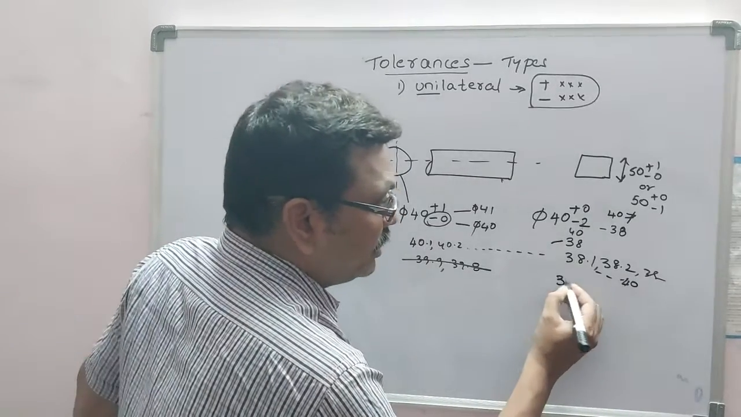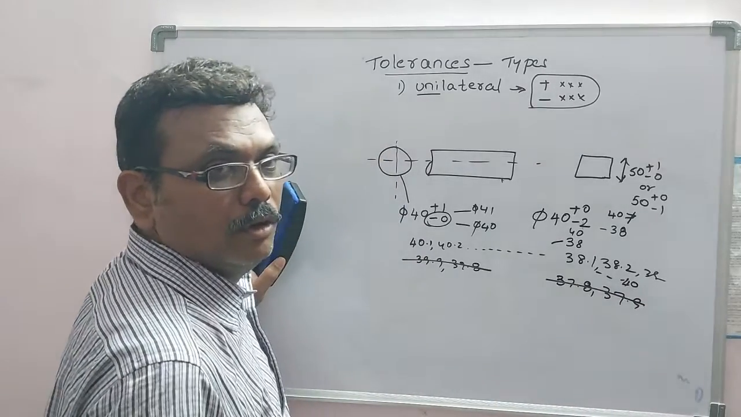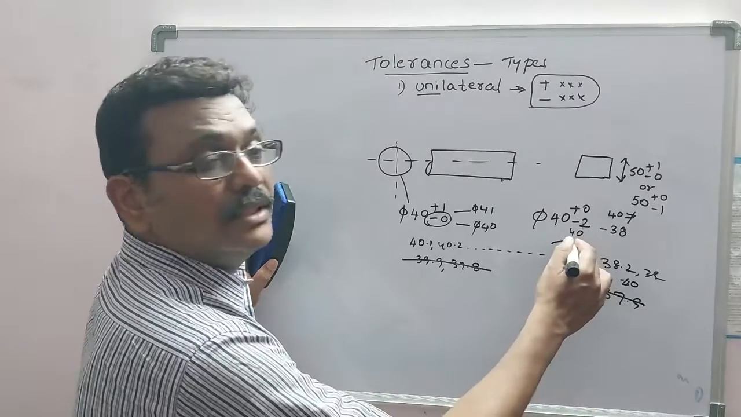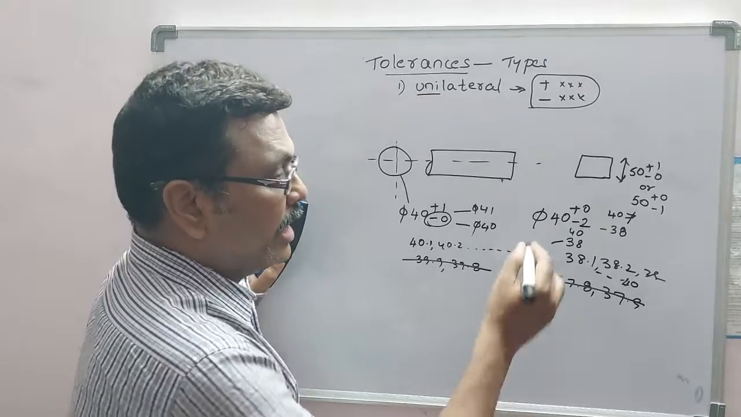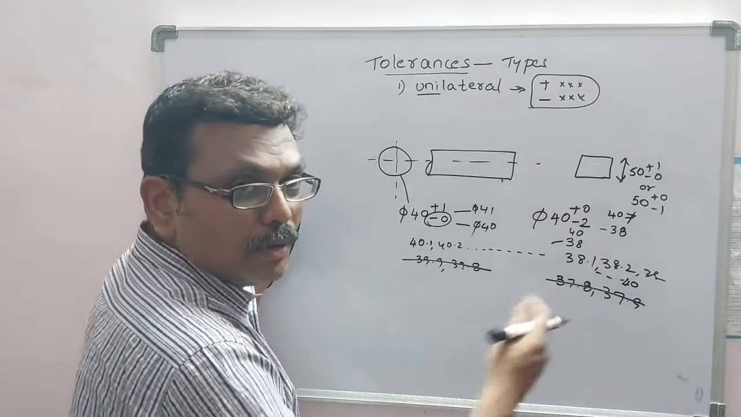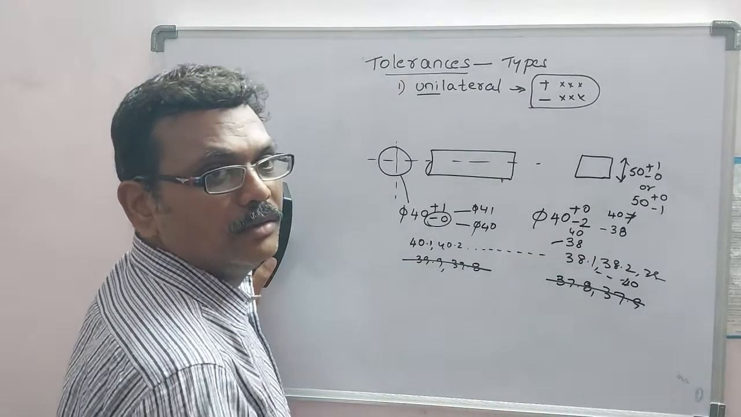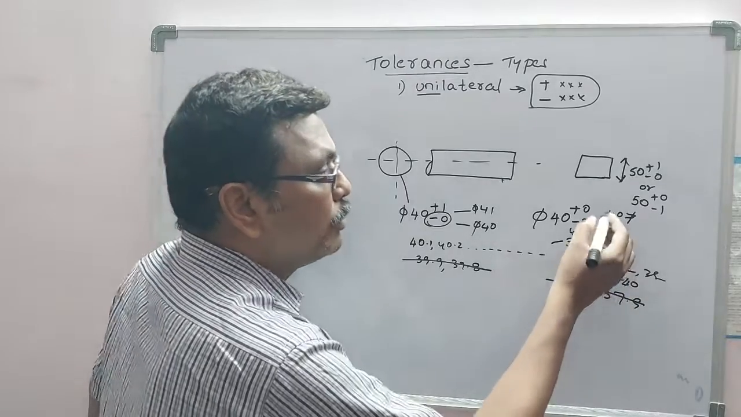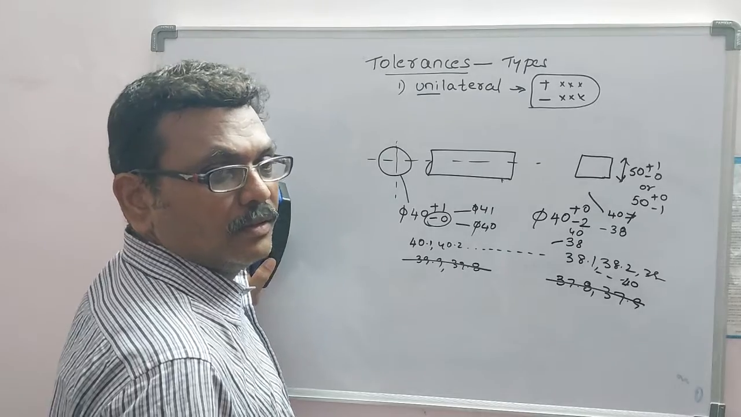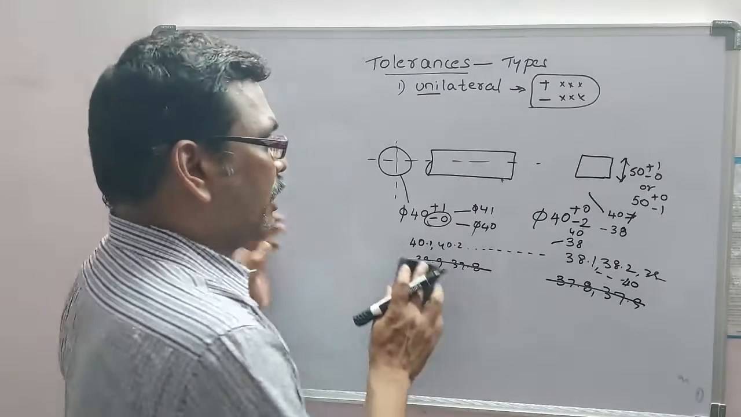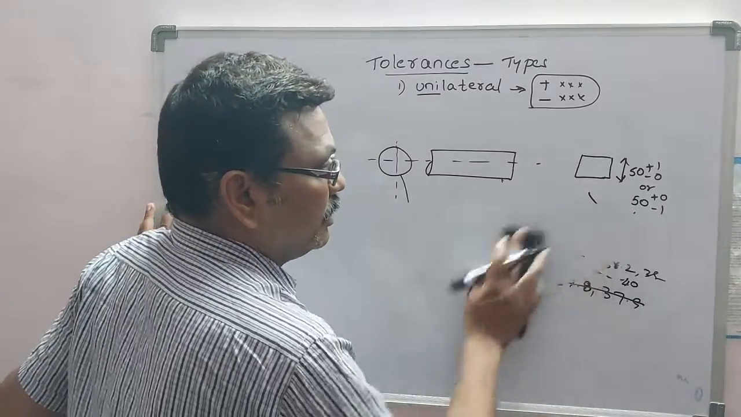So it cannot be 37.8 or 37.9, because the limit itself is saying 40 minus 2, which is equal to 38. So the diameter should not go below 38. It can go beyond 38, meaning extra, over 38, and it can reach up to a maximum of 40. Right? So this is about unilateral. I think you can understand this. Next.